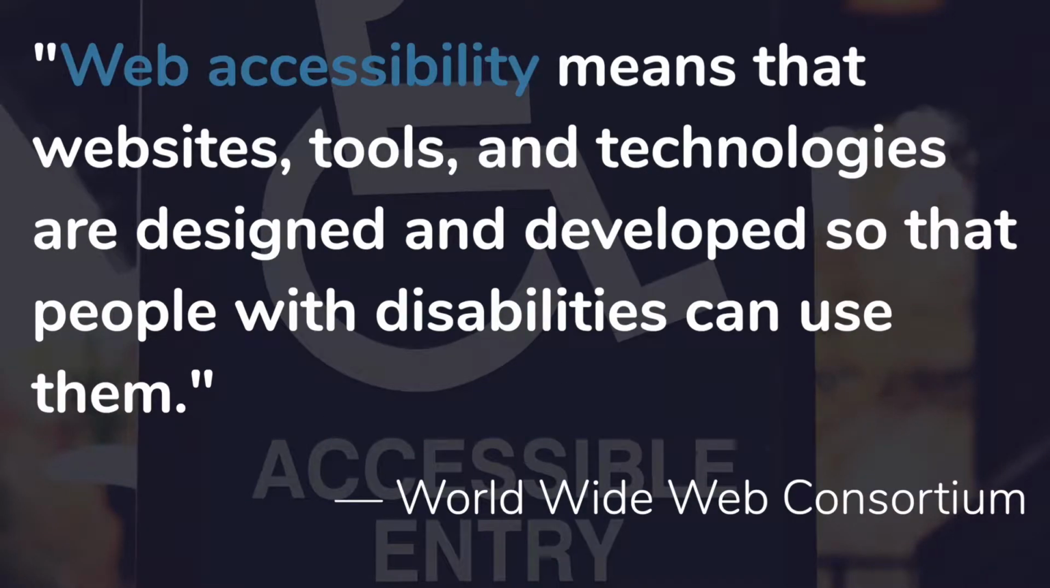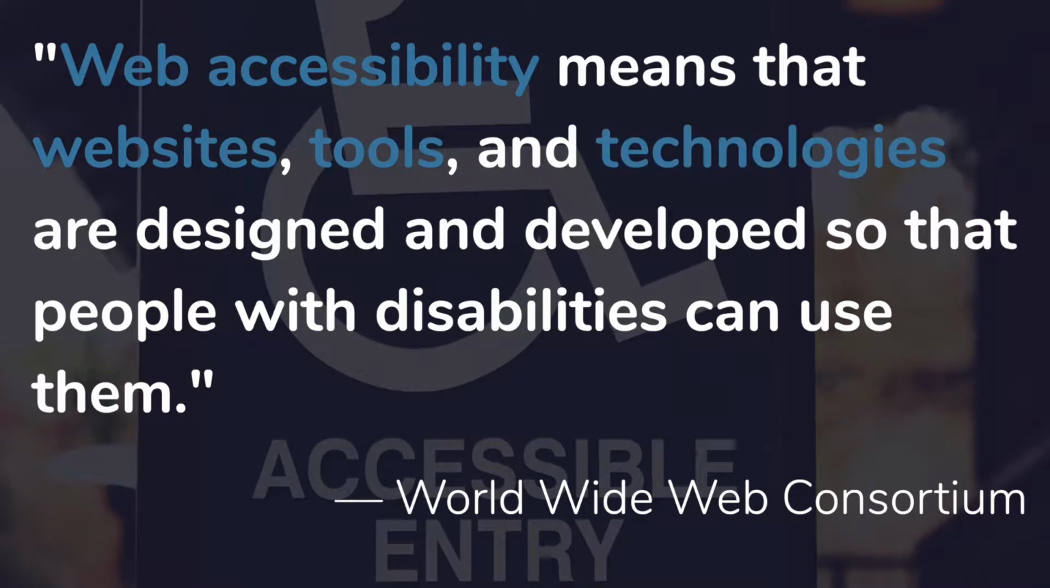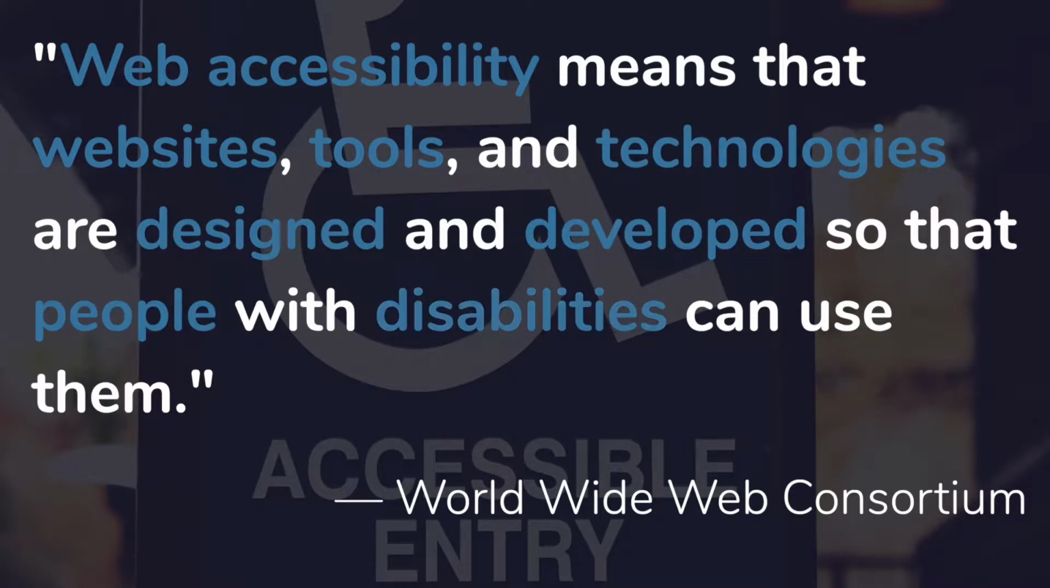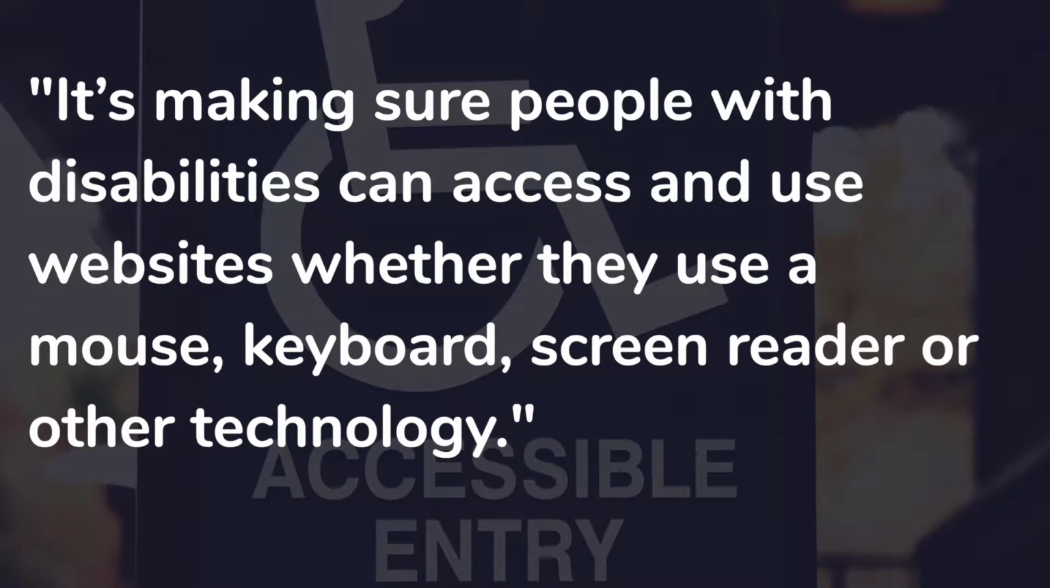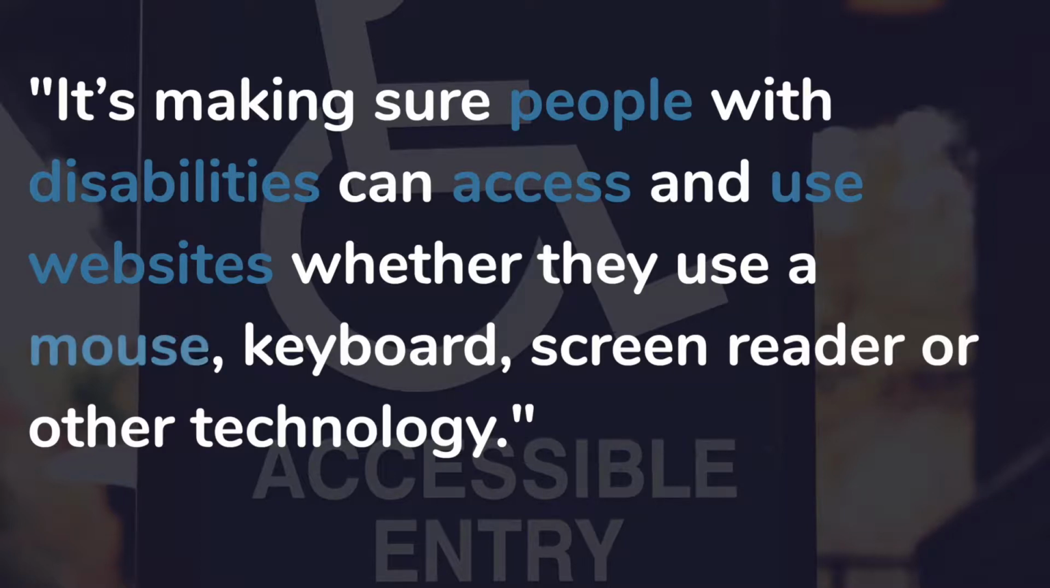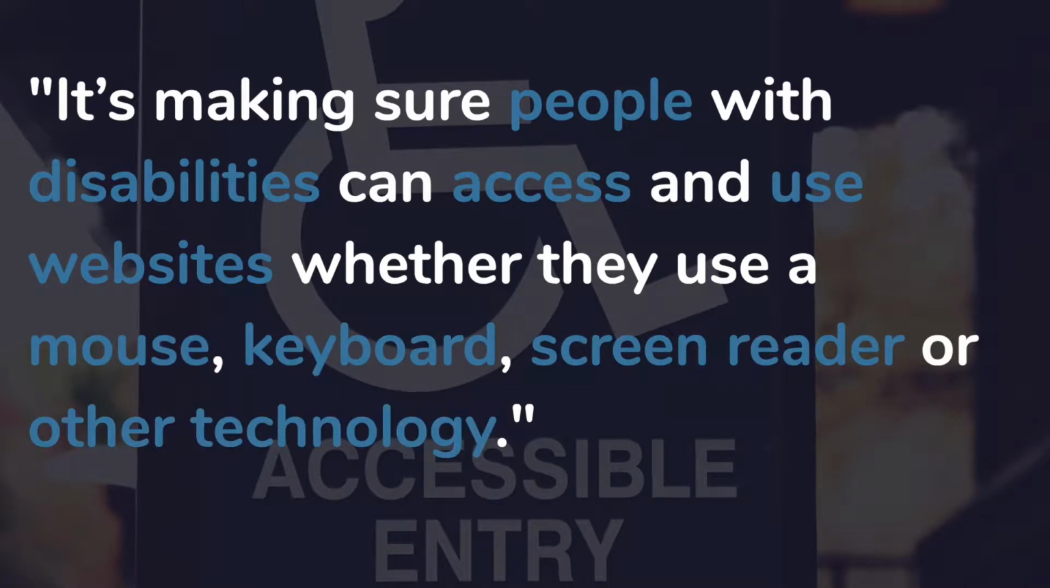But what is web accessibility? Because that's where things get a little bit tricky for businesses. According to the World Wide Web Consortium, web accessibility means that websites, tools, and technologies are designed and developed so that people with disabilities can use them. In short, it's making sure people with disabilities can access and use websites, whether they use a mouse, keyboard, screen reader, or other technology. And according to Interactive Accessibility, around 57 million Americans have some sort of disability. And because of that, they use and access websites in different ways than abled people can.